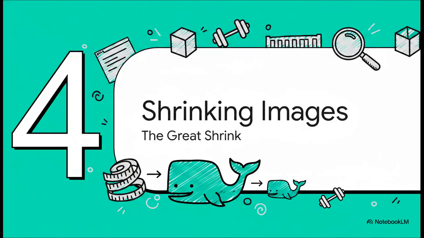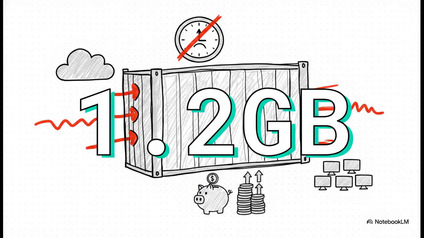Okay, Section 4, Shrinking Your Images, the Great Shrink. Let's look at a real-world weight loss makeover from a DEV community case study. This dev team was dealing with incredibly sluggish, painful deployments. The main culprit? Their image was a staggering 1.2 gigabytes. That meant agonizingly slow builds, inflated cloud storage costs, and massive, heavy network transfers every single time they pushed even a simple update.